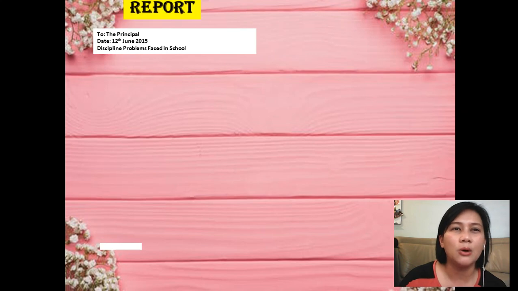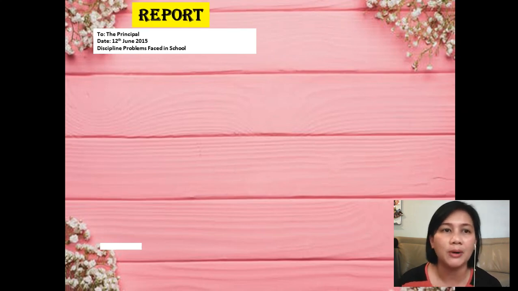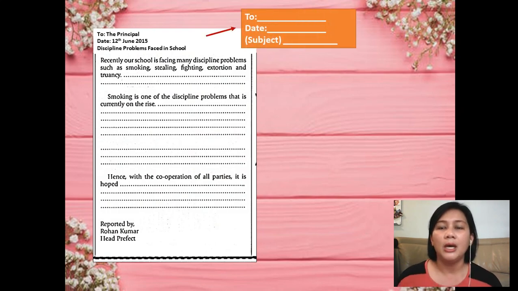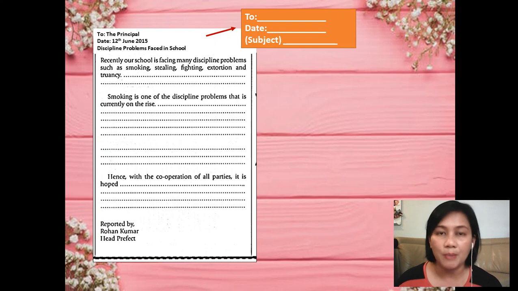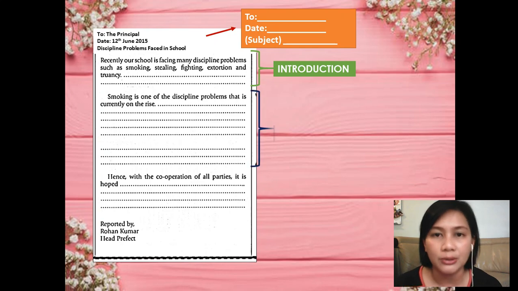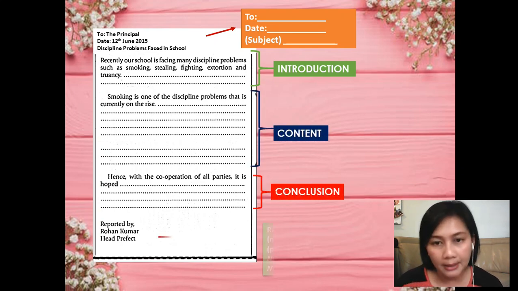Okay, and then let's go to report. Okay, report writing. When you write a report, you should have the date and what is the subject of your report. Two is who you are writing the report to, and then the date, and what you are going to write about, the subject. Okay, and then as usual you need to have the introduction, the content, and the conclusion.